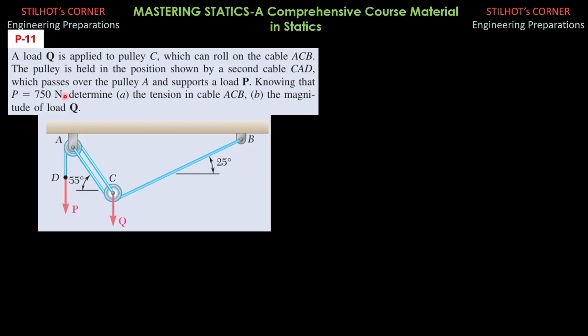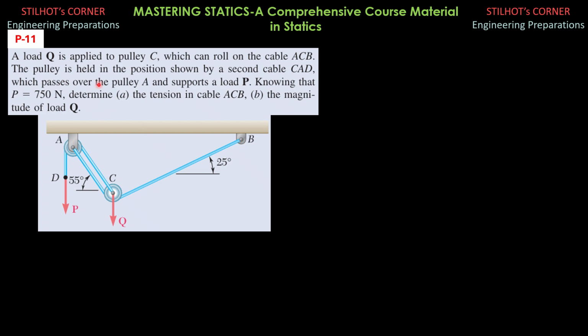Problem 11, this is the last 2D problem, and the resultant here is 0 because this pulley here, subjected to this cable system, is in equilibrium. A load Q, which is this, is applied to pulley C, which can roll on the cable ACB. So for that case, the tension on each side of this pulley is the same. That tension there and the tension here.